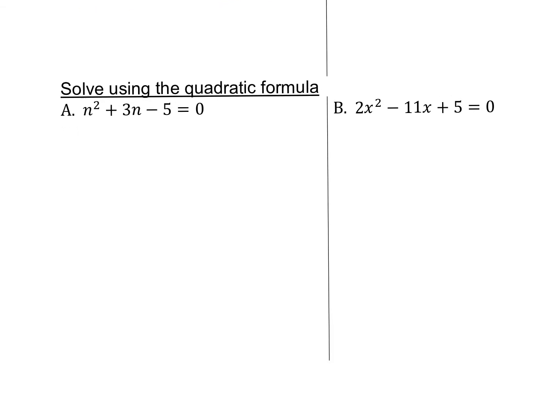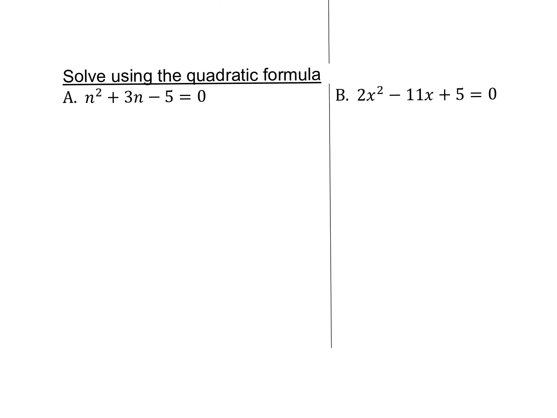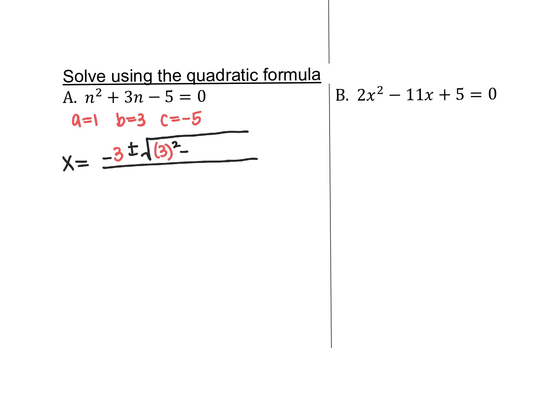Okay, the last method we learned was the quadratic formula. The quadratic formula still has to be in standard form, so it equals 0, which both of these do. I'm going to identify my a, b, and c. If you forget the formula, you can always replay that song. So x equals -b plus or minus the square root of b squared minus 4ac, all over 2a.